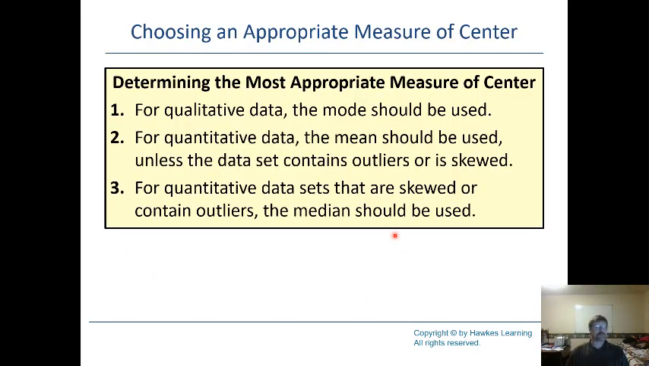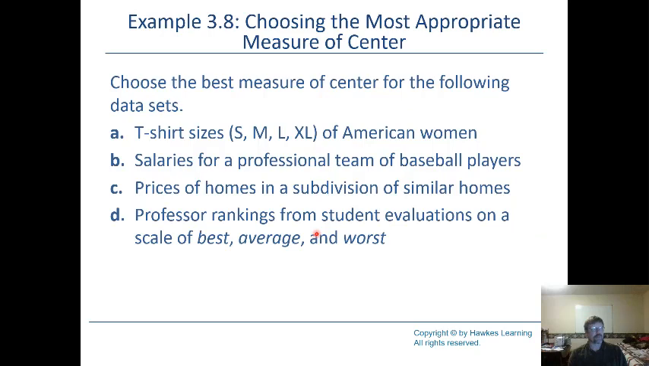Okay, so in general, if you're dealing with qualitative data, the mode should be used. If you're dealing with quantitative data, the mean should be used unless it's got outliers or is skewed. If it is skewed or has outliers, you need to use the median instead. All right, I'm going to pause for just a moment.